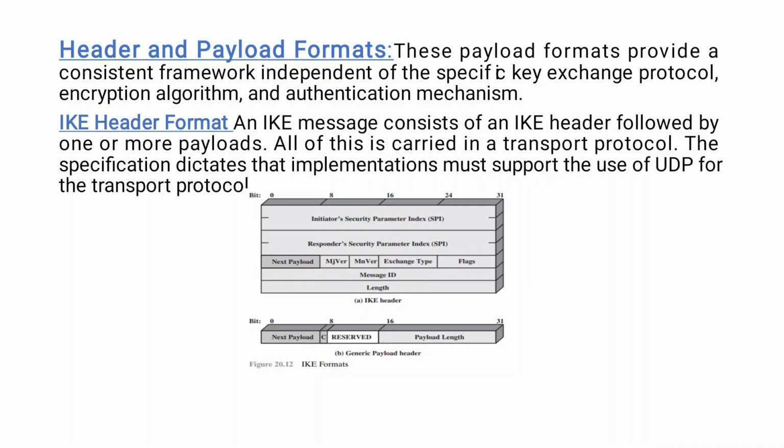In the header, we have the payload format. This payload format provides the framework, independent of the specific key exchange, protocols and authentication mechanisms. The first one is the Internet Key Exchange header format, and this message consists of the header followed by one or more payloads. All of this carries the transport protocols, and the transport protocols are specified for the implementations, which must support UDP for the transport protocol.